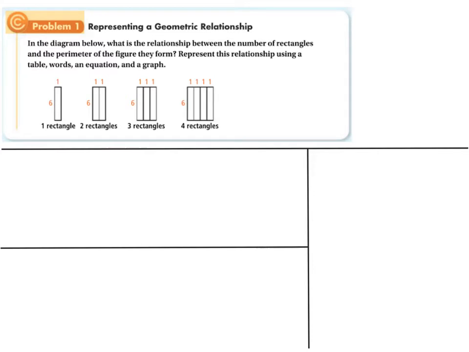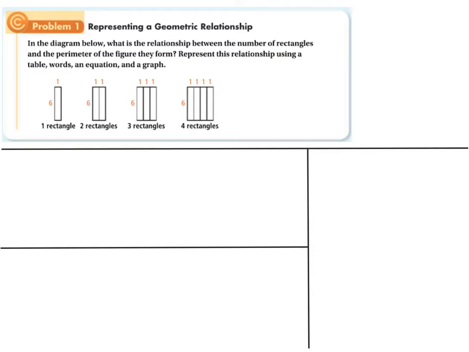Now, here is an example they want us to use, representing a geometric relationship. Okay, so you've got a rectangle here, 2 rectangles, 3 rectangles, 4 rectangles, and we're going to be talking about the perimeter, which is the distance around the outside. So in the diagram below, what is the relationship between the number of rectangles and the perimeter, just the outside, not these middle spots, right, but just the outside distance. The number of rectangles and the perimeter of the figure that they form. Represent this relationship using table, words, equation, and a graph.